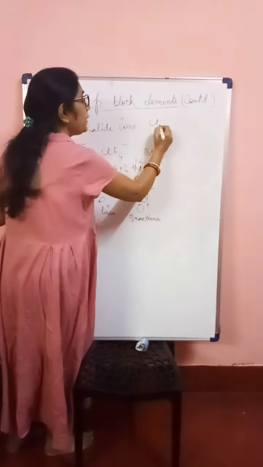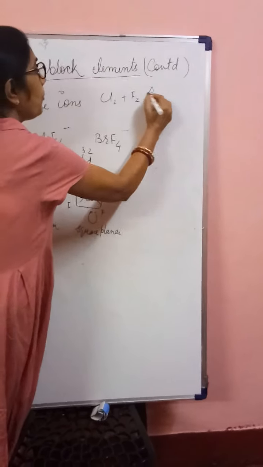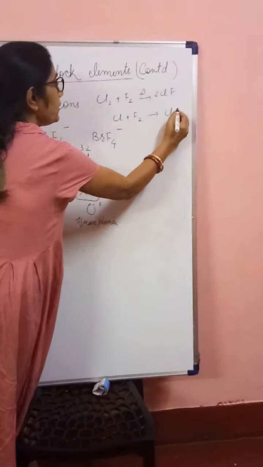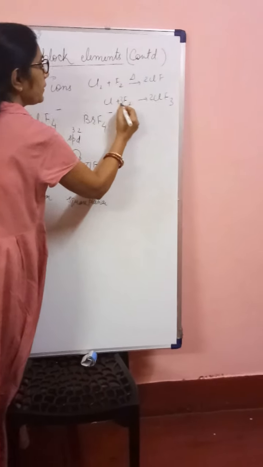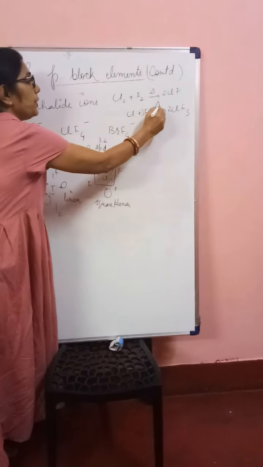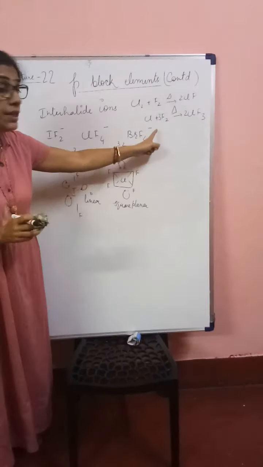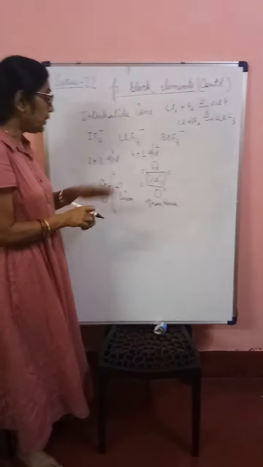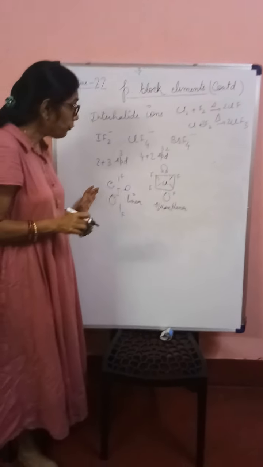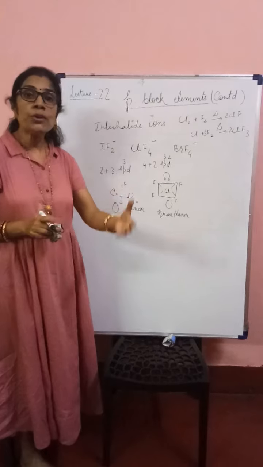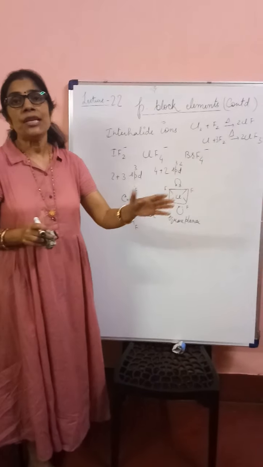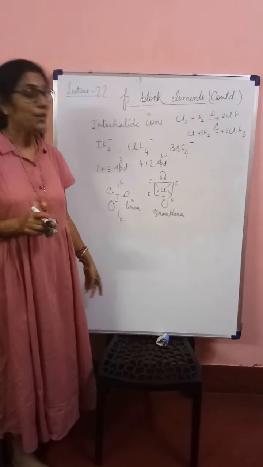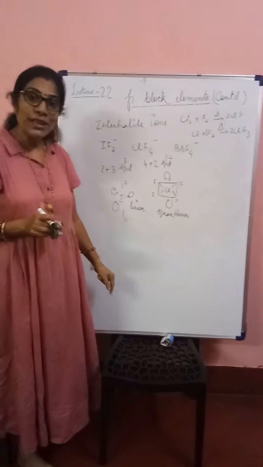These interhalogens, their properties and their preparation as well. How are they prepared? By direct combination: Cl2 plus F2 upon heating gives 2ClF. When one of them is in excess, we get ClF3, and so on. So upon heating two different halogens, we can obtain these interhalogens. Then there are interhalide ions, their hybridization and their geometry. You must know how to find their number of lone pairs, so that by using VSEPR theory, valence shell electron pair repulsion theory, we can predict the geometry of these ions. This is very important.